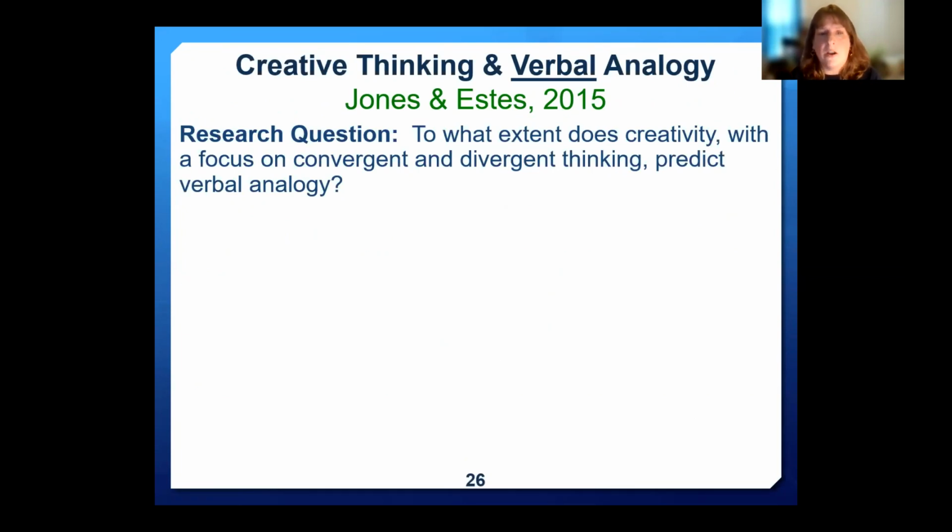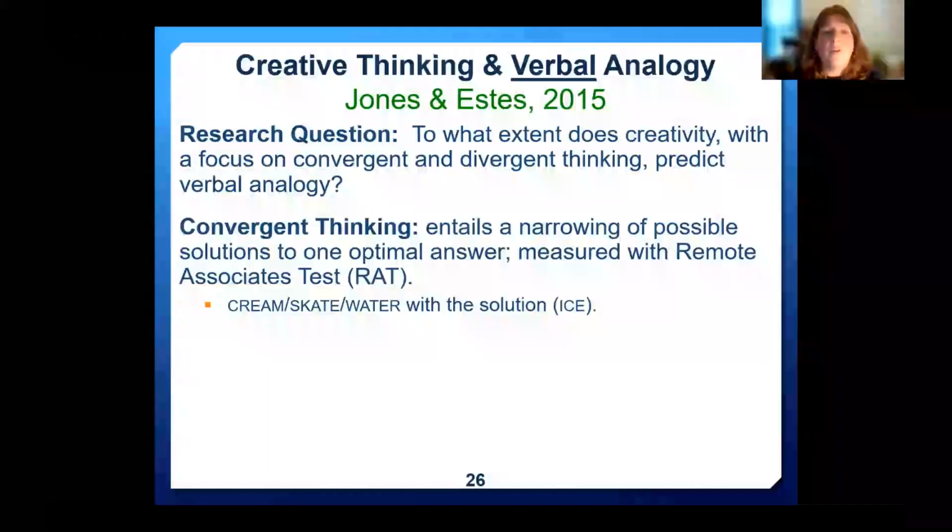So the research question in our study was, to what extent does creativity, with a focus on convergent and divergent thinking, predict verbal analogy. And I underlined verbal analogy here because there have been prior studies that looked at creative thinking using other types of tasks, like Raven's advanced progressive matrices task. But there hadn't yet been too many studies that looked at creative thinking as a predictor of verbal analogy. In fact, creative thinking is often looked at as an outcome of verbal analogy or analogical ability, or a form of it.